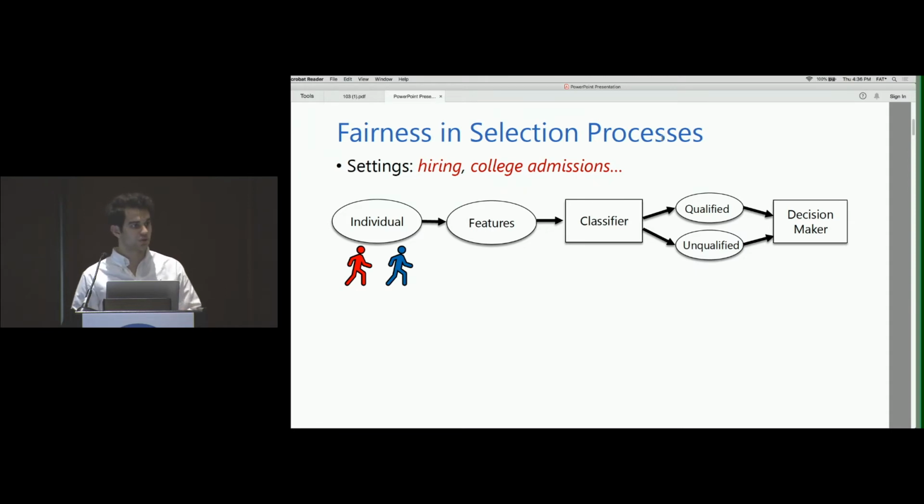So we start off with the individual, who is characterized by some set of features, and you can think in the case of college admissions, these features could be his SAT, his GPA score, and so on. Then we feed these features into some sort of algorithm that decides for us whether this individual is qualified, meaning he is able to succeed in college or not. Then based on these sets of qualifications, we make our final admission decision.